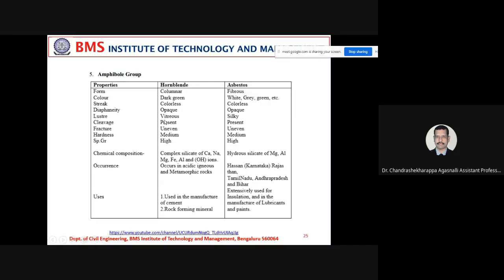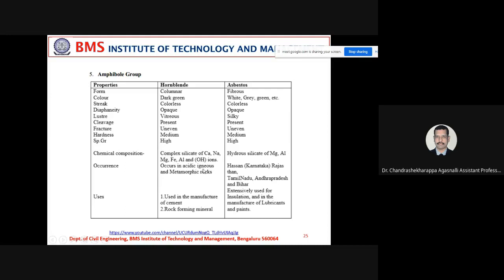For most of the minerals, about 50% of the physical properties are the same. But the chemical composition, uses, and form will vary from mineral to mineral. So here the chemical composition is a complex silicate of calcium, sodium, magnesium, iron, and aluminum. You see this in hornblende. What minerals are there in that? Complex silicates of calcium, sodium, magnesium, iron, and alumina, right?